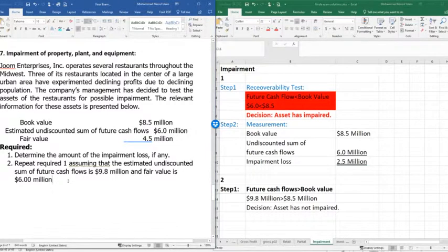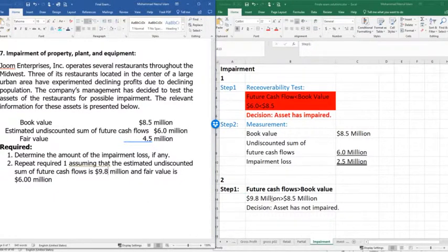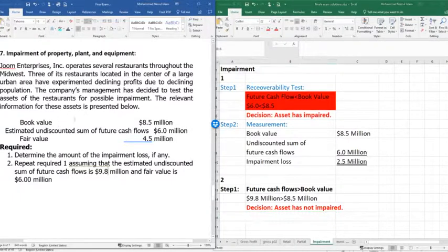And in case of requirement number 2, we can see that in step number 1, the future cash flow of 9.8 million is greater than the book value. So it means that the decision is the asset has not impaired. Can you see that? Okay, so this is how we will answer the question if there is any on this.